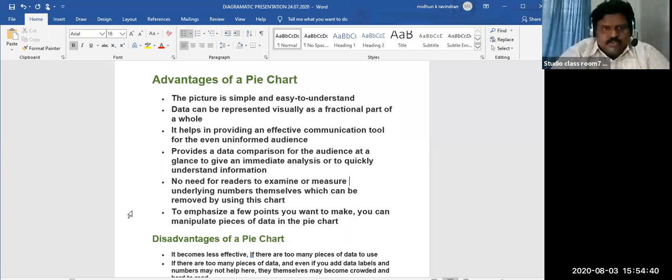Okay, fifth point: no need for readers to examine or measure underlying numbers themselves, which can be removed by using this chart. Numerical data is not that important in a pie diagram. By simply seeing, we are able to measure, we are able to find out the averages, and we are able to easily understand the differences between each sector. That's another importance of a pie chart.